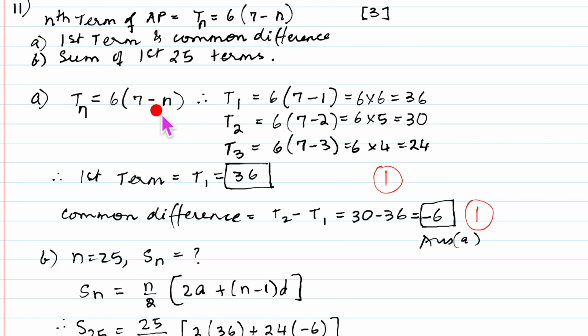Where n is equal to 1. So 6 into bracket 7 minus 1 will give us 6 into 6, that is 36. That is the first term.